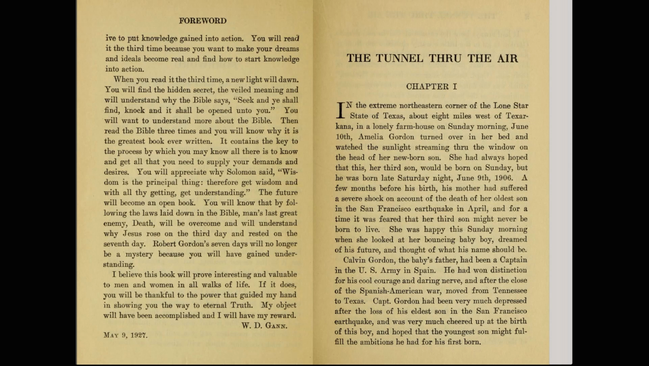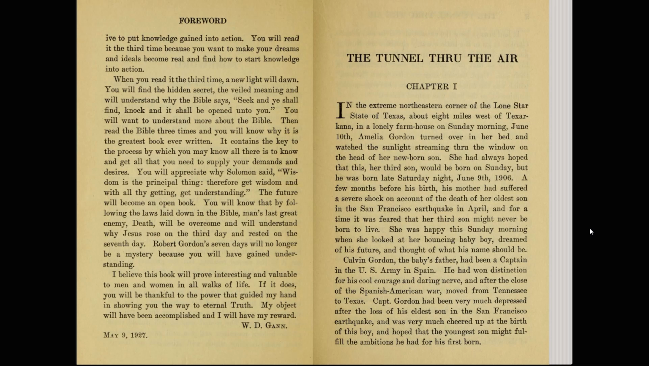What I wanted to do in this Gann Week video is point out the importance of studying this book with information that's outside of this book. Here's what I mean by that. If we look at chapter number 1, page number 1, we read about Robert Gordon being born. This was Amelia Gordon, Robert's mother's third son. And then we read that she lost her first son in the San Francisco earthquake in April. Now, in the book, it just makes reference to the earthquake being in April.